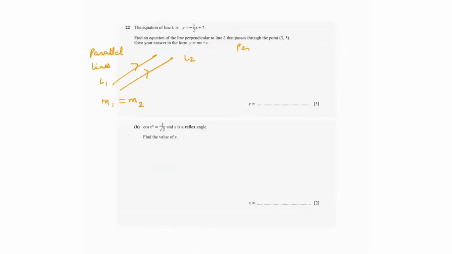But when we talk about perpendicular lines, perpendicular means that both the lines are at right angles to each other. So they're making a 90-degree angle at their intersection. These lines will intersect. Parallel lines do not intersect.